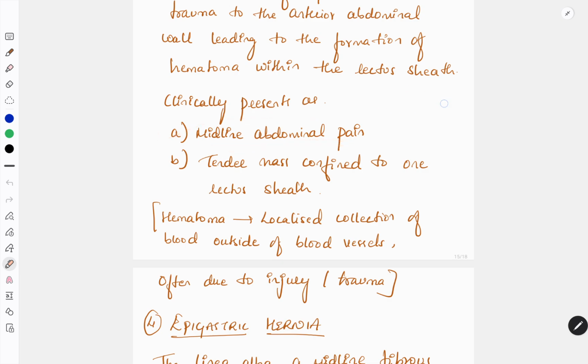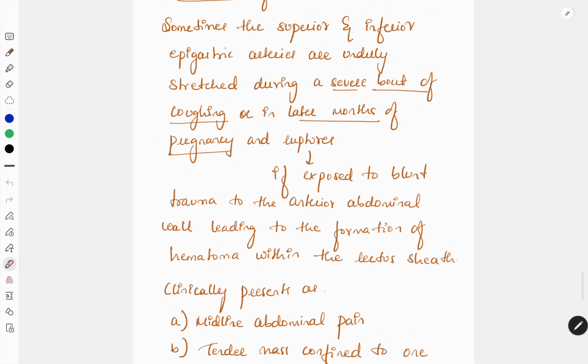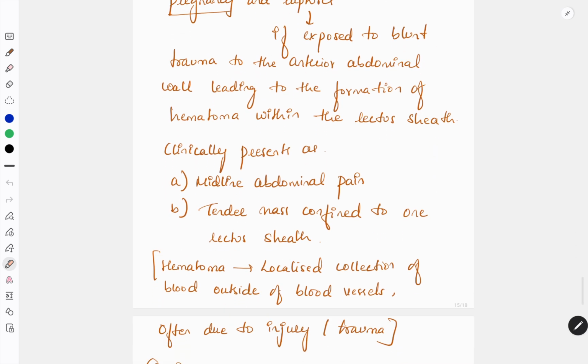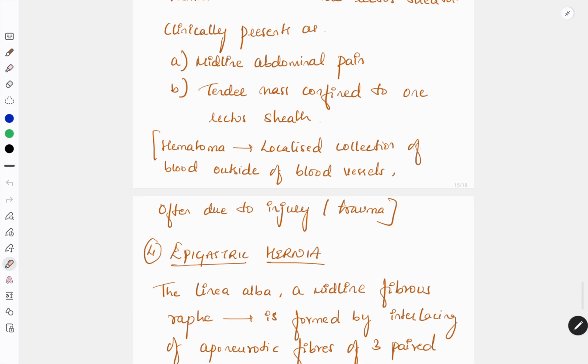Now if a patient who is either having severe bouts of cough, or a patient who is in later months of pregnancy, or somebody who has been exposed to blunt trauma to the anterior abdominal wall comes to you in the OPD, how will she present? She presents with a midline abdominal pain and a tender mass confined to one of the rectus sheaths. Okay, so this is how they present.